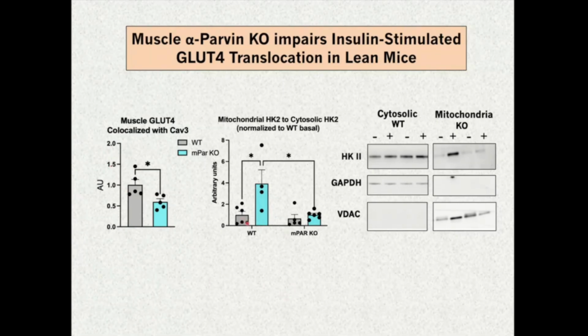Now, a second area of cellular disorganization was in response to insulin. We saw that wild-type mice had more hexokinase 2 localized to the mitochondria. In the alpha-parvin knockout, we saw no such relationship of HK2 to mitochondria. It was more cytosolic. And here are the Western blots for a small group of those.